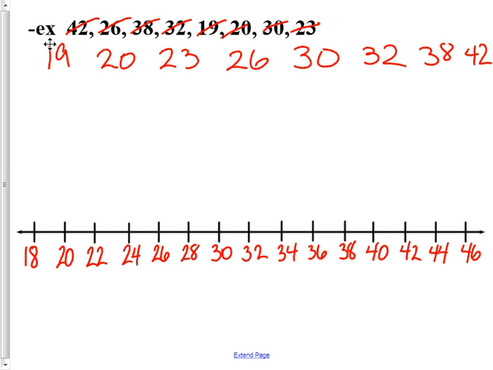Now, the next thing we need to do is find our 5-number summary. And when we do that, the first thing we're going to look for are our extremes. So our lower extreme and our upper extreme. Our lower extreme is 19 and our upper extreme is 42.